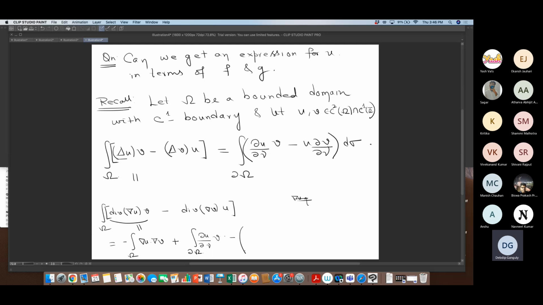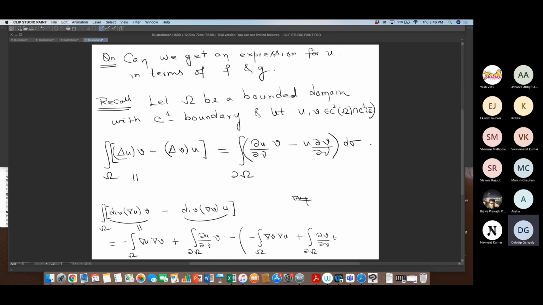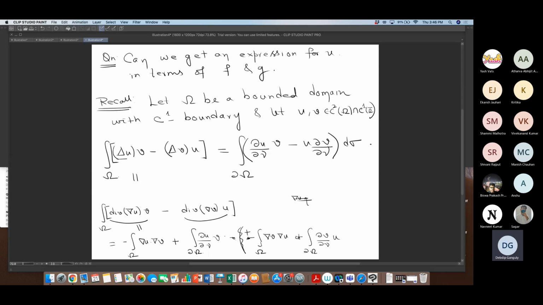Yes, sir. Here you again use the integration by parts. The integration is there, so minus integral over omega of gradient of v into gradient of u, plus integral over del omega of del v by del nu into u. So you just take the minus inside, so this will be plus and this will be minus. So this cancels out, so what remains is this, and that is equal to this. Okay, just integration by parts, nothing. So all your Gauss theorem, Stokes theorem, whatever I am calling, it is just integration by parts.